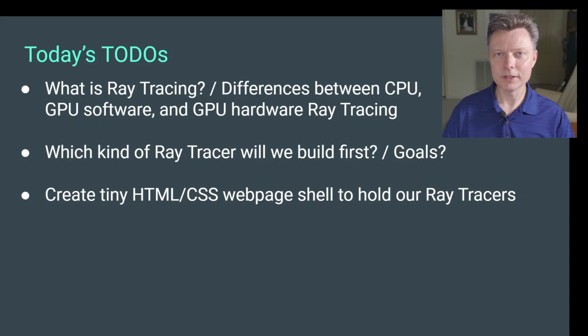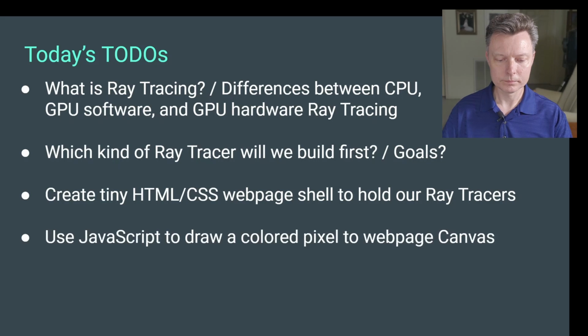We'll start by creating a really simple HTML web page shell that will hold all of our future ray tracing projects. We'll then use the JavaScript programming language to create a drawing canvas on our simple web page, and that will allow us to draw our very first colored pixel on the screen. And getting that very first pixel drawn on the screen is kind of like a rite of passage for us graphics programmers.